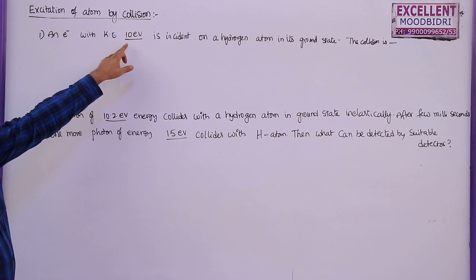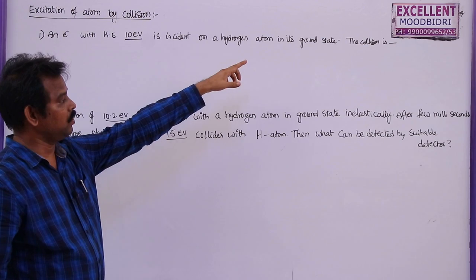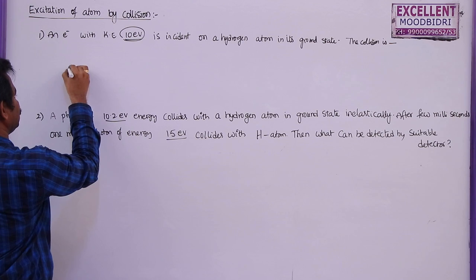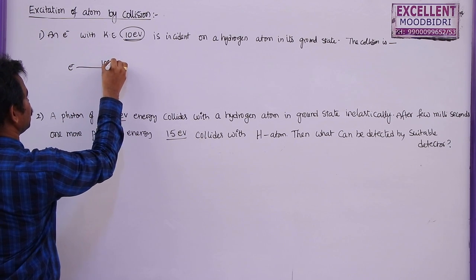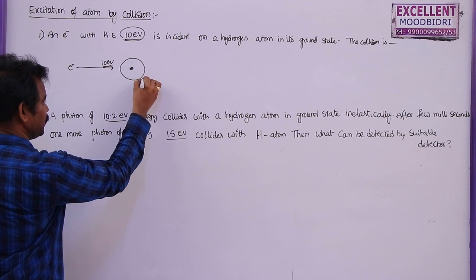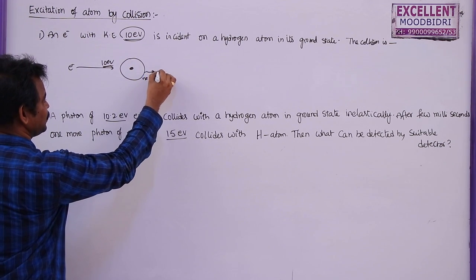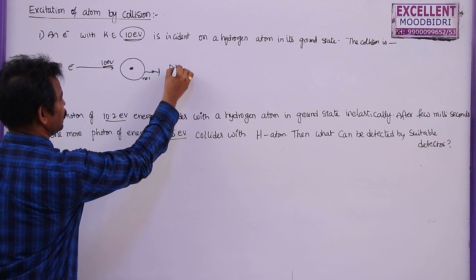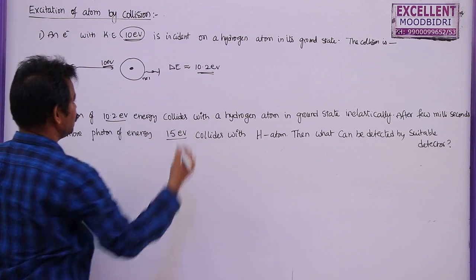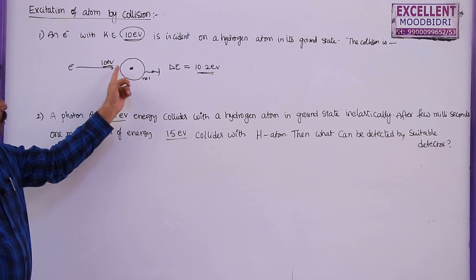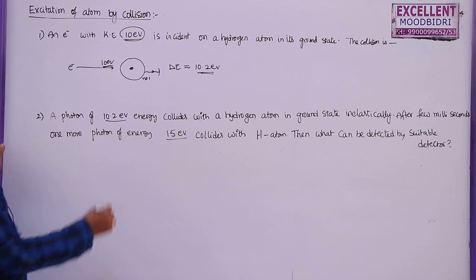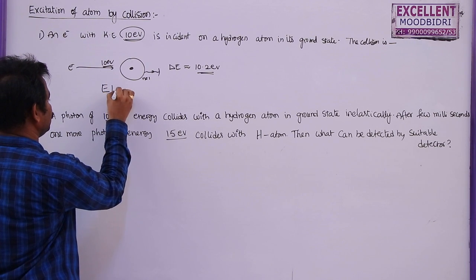Electron with kinetic energy 10 electron volts strikes a hydrogen atom in its ground state. The total energy of the electron that is striking the hydrogen atom is 10 electron volts. For the electron which is in the first orbit to excite to the second orbit, the minimum energy required is 10.2 electron volts. But the energy given by this electron is only 10 electron volts. So this electron cannot excite to the higher energy orbit. So this collision must be an elastic collision only.